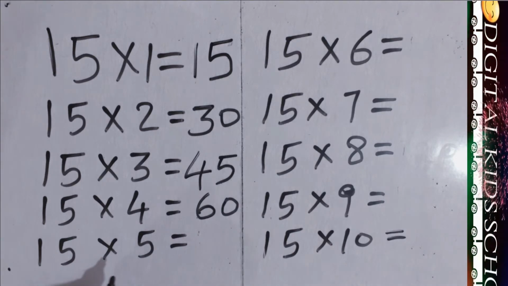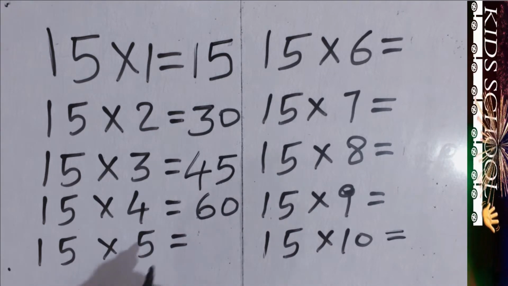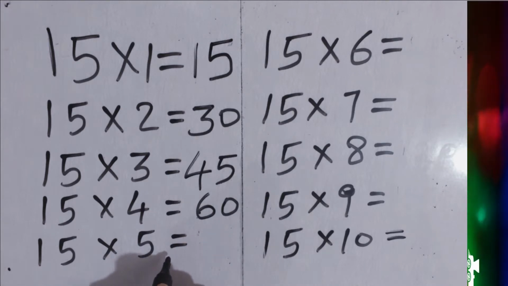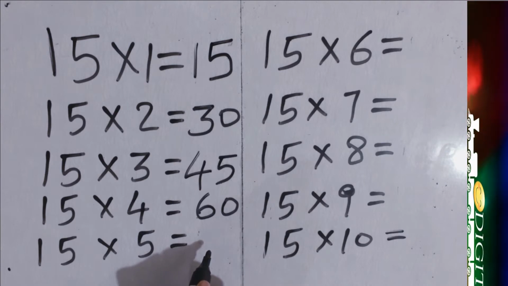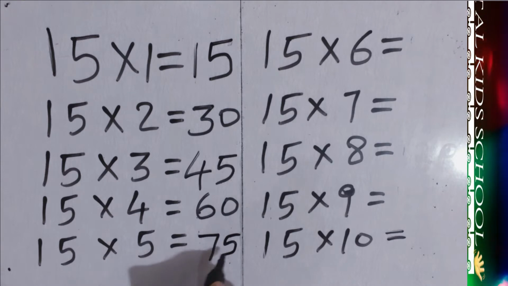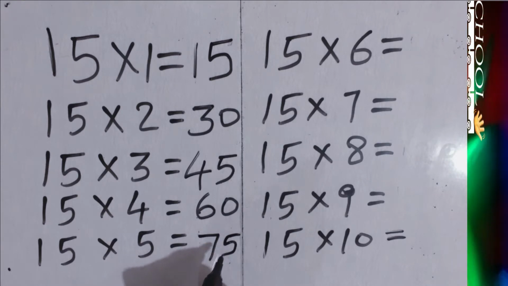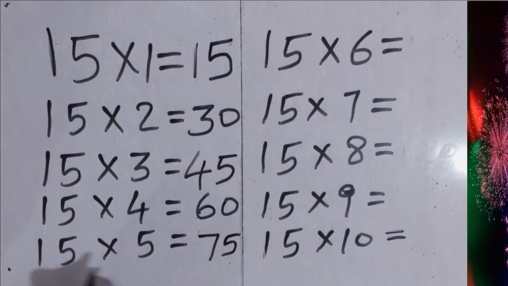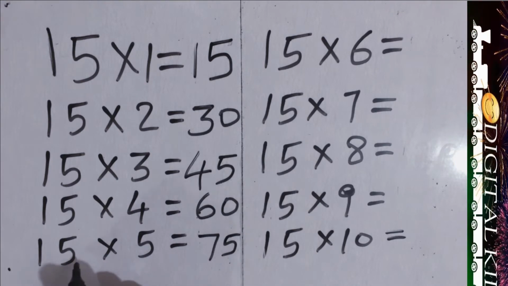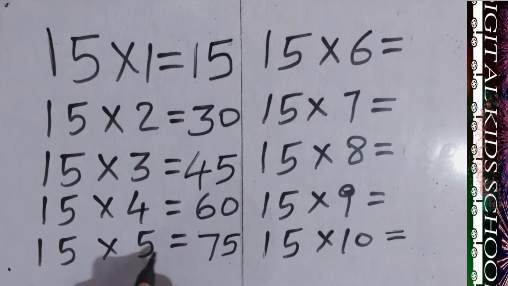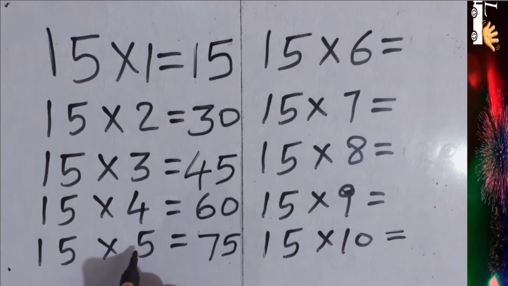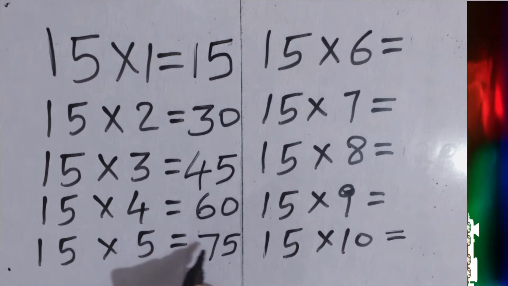Now tell me the answer. What is the 15 into 5? Write the answer here. 15 into 5 is equal to 75. Write the answer here. 75. 15 5s are 75. 15 multiplied by 5 is equal to 75. 5 times 15 is 75.